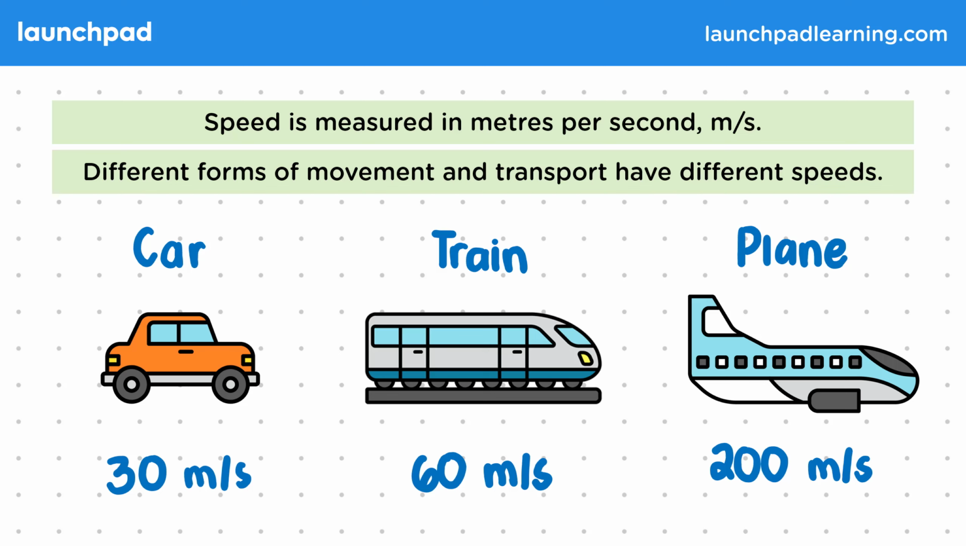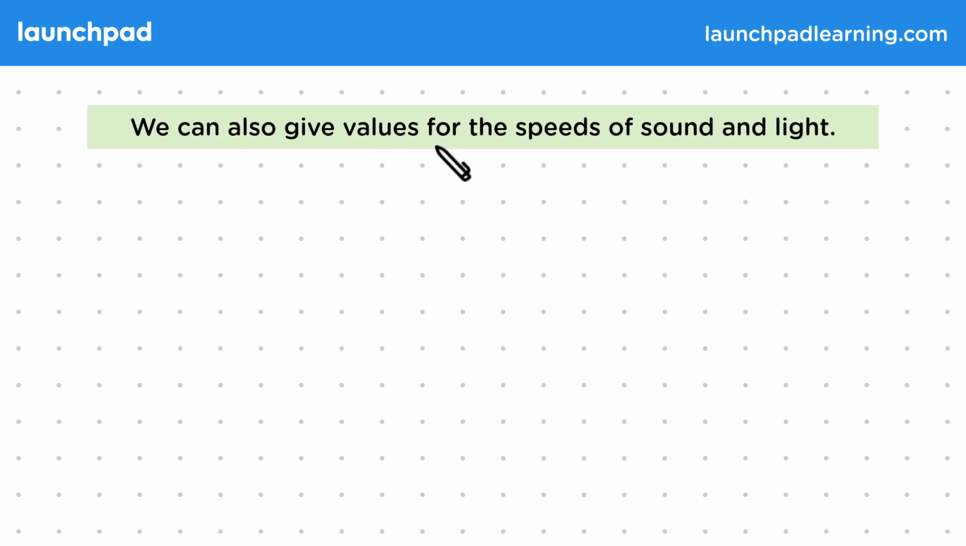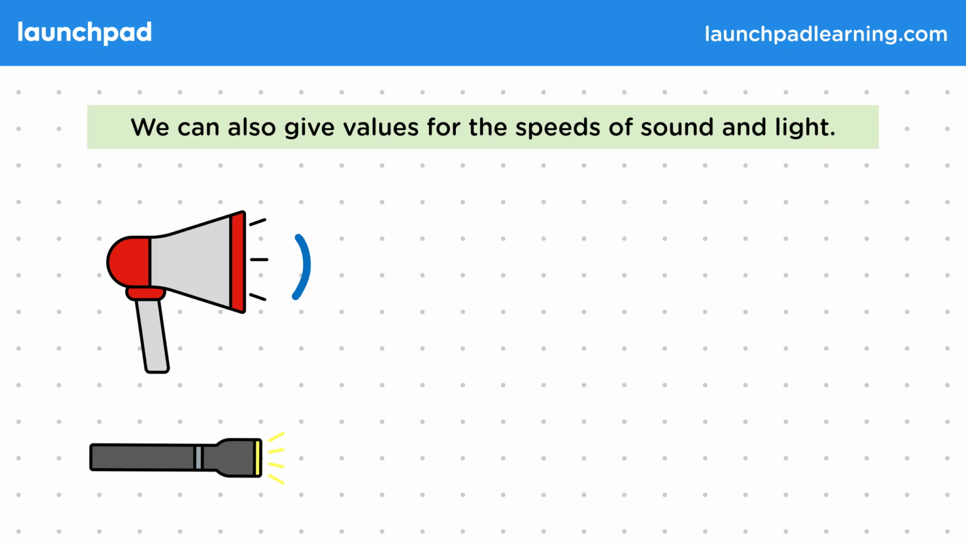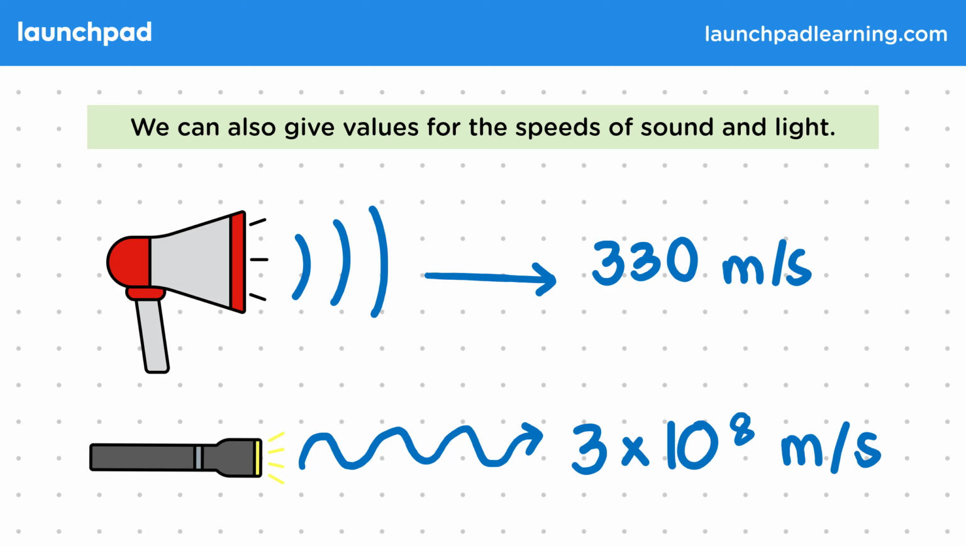So what else should we know the speeds of? We can also give values for the speeds of sound and light. Typically, sound waves travel at 330 meters per second, and light in a vacuum travels at 3 times 10 to the 8 meters per second. But these values might be smaller depending on the matter they are travelling through. For your exams, you should be able to recall this typical value of the speed of sound.